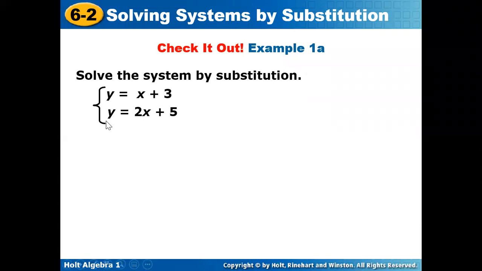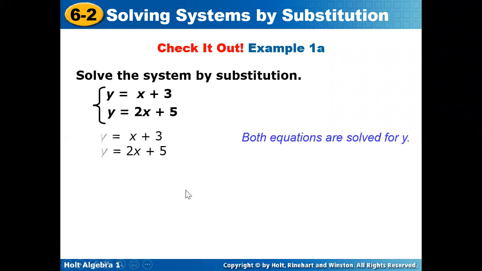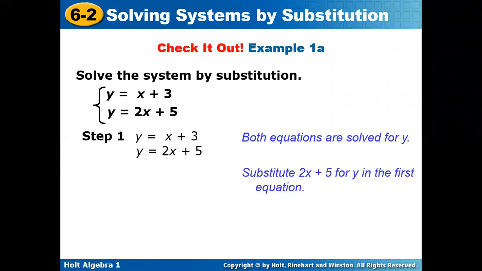All right, this time we're lucky. It is already solved for y. So we're just going to plug it in. So we know that y is equal to x plus 3. We know that y is equal to 2x plus 5. So we can take all of this and plug it in here. So 2x plus 5 is equal to x plus 3. And then now we're just solving an equation with variables on both sides, which we know how to do.